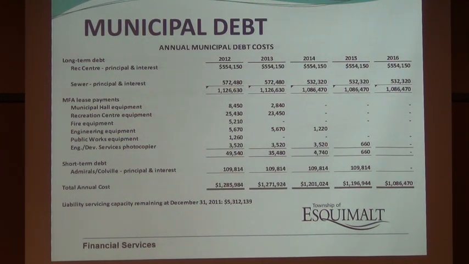So as you can see, the primary principal and interest payments come from the rec center revitalization project and the sewer INI, sorry, I'm using acronyms again, the sewer infill and infiltration program, which is the relining of our underground sewage piping, and the rec center revitalization project.